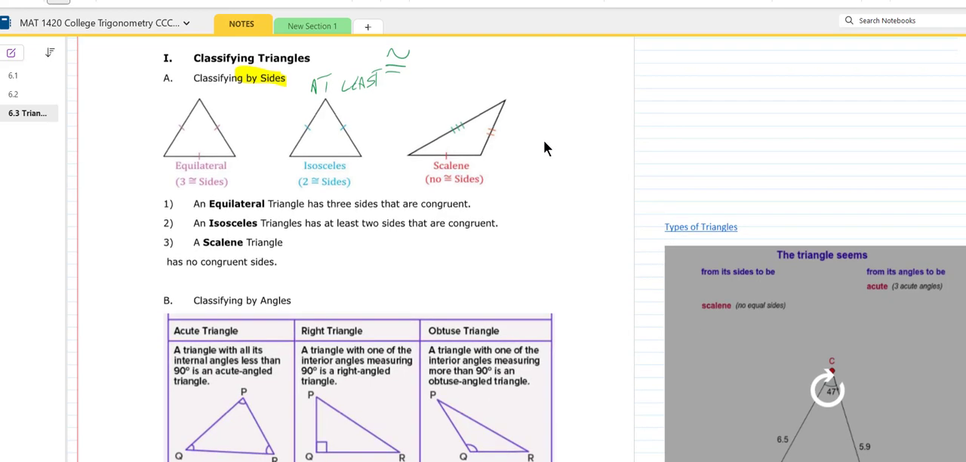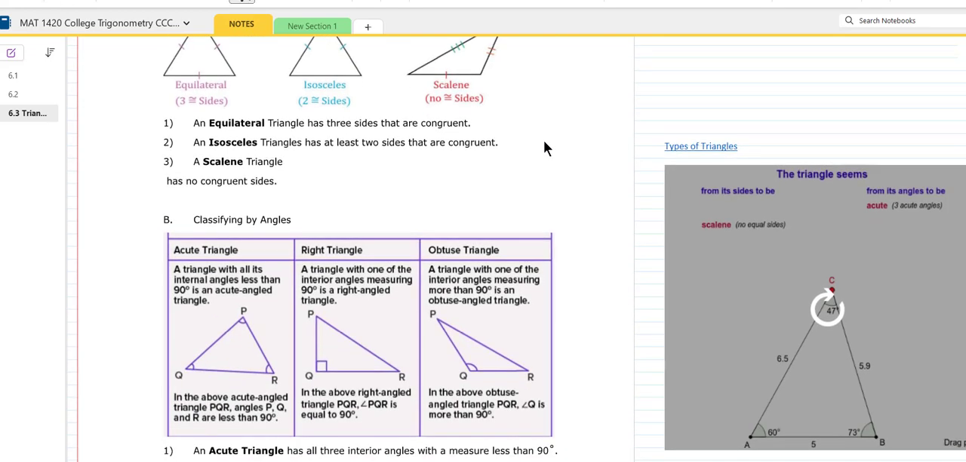You can also do this by angles. We have an acute triangle. It just means that all three of the angles in a triangle are less than 90 degrees. We have a right triangle, which just means one of the angles is 90 degrees. And then we have an obtuse triangle, where just one of the angles is above 90 degrees. So those are some of your possibilities on that.